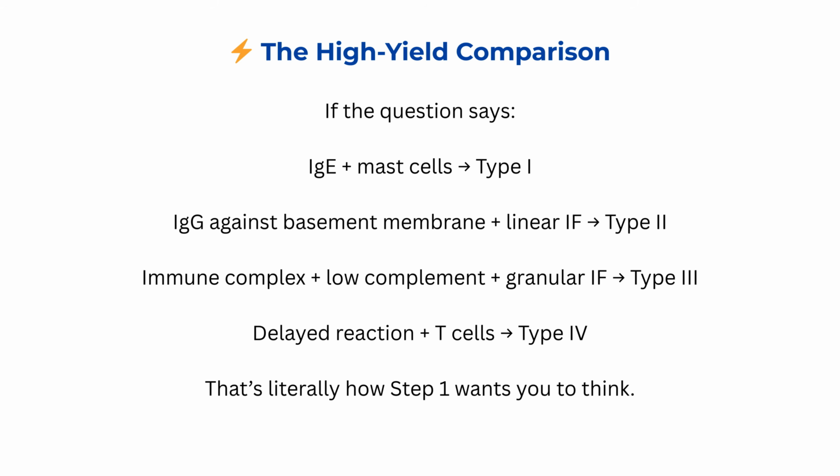Now the high yield comparison. If the question says IgE plus mast cells, that leads to type 1. IgG against basement membrane plus linear IF leads to type 2. Immune complex plus low complement plus granular IF leads to type 3. Delayed reaction plus T cells leads to type 4. That's literally how Step 1 wants you to think.